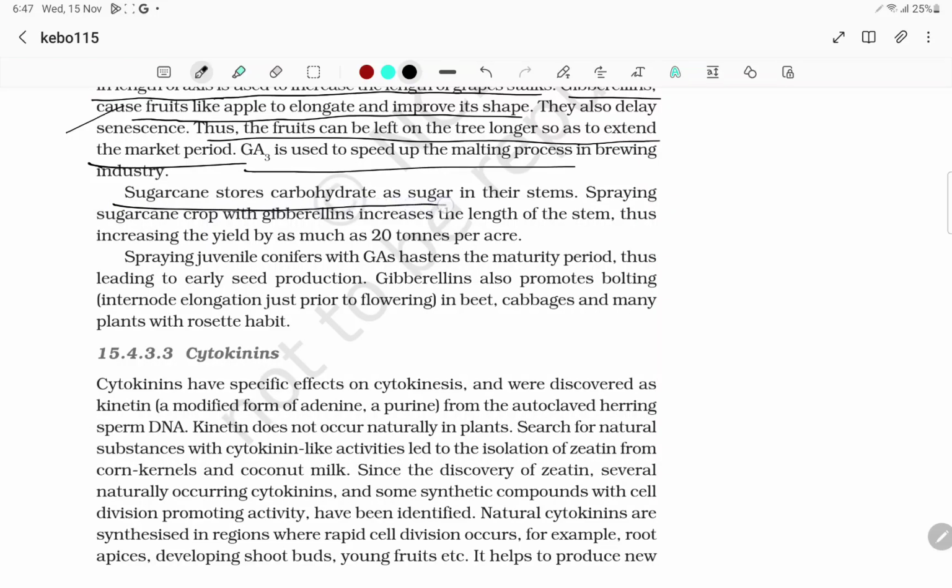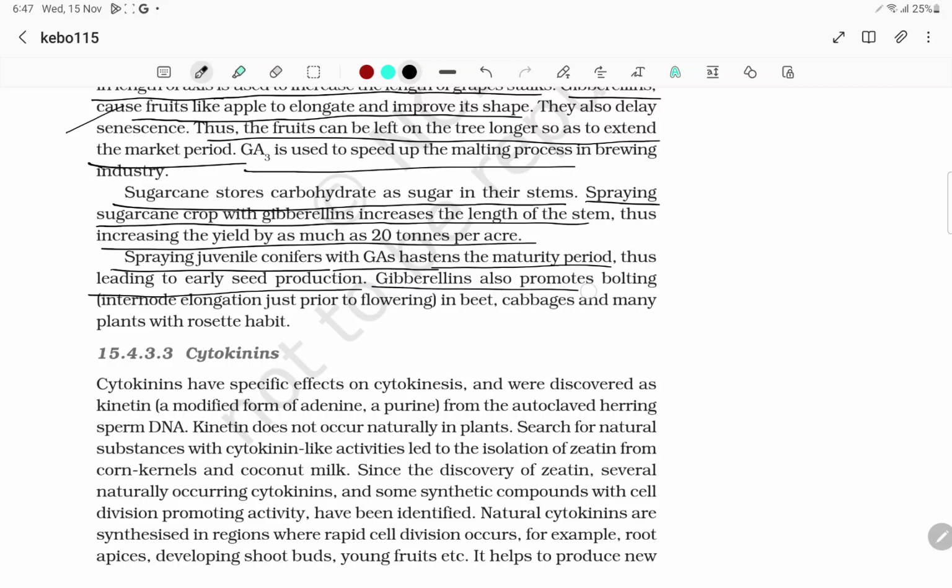Sugarcane stores carbohydrate as sugar in its stem. Spraying the sugarcane crop with gibberellic acid increases the length of the stem, thus increasing the yield by as much as 20 tons per acre. Spraying juvenile conifers with gibberellic acid hastens the maturity period, thus leading to early seed production. Gibberellic acid also promotes bolting, the internode elongation just prior to flowering, in beet, cabbage, and many other rosette plants.